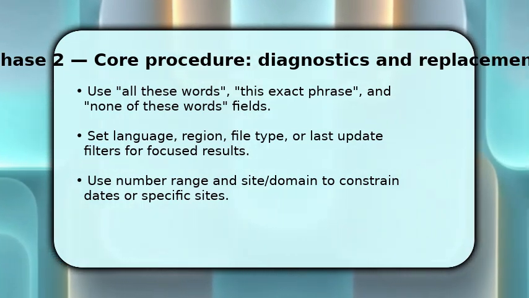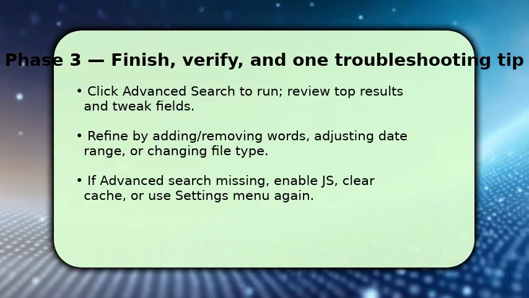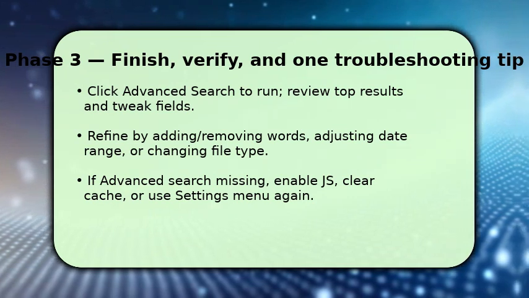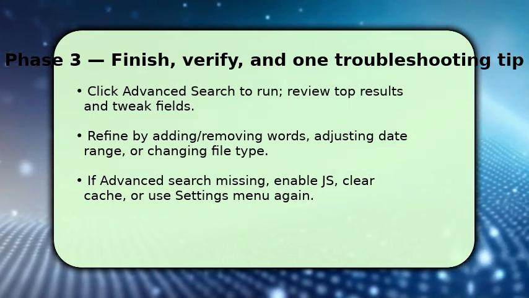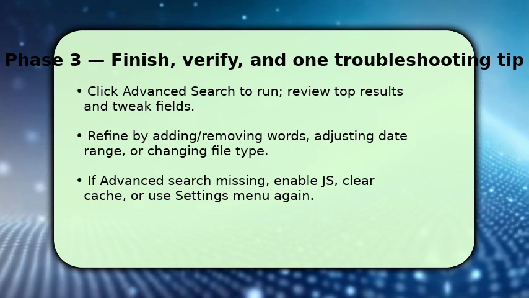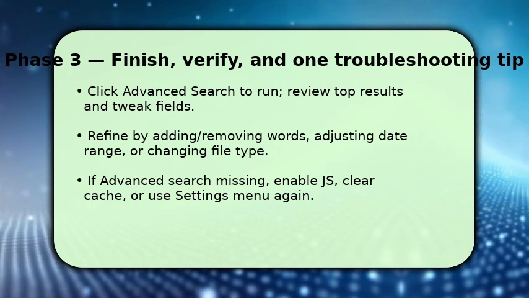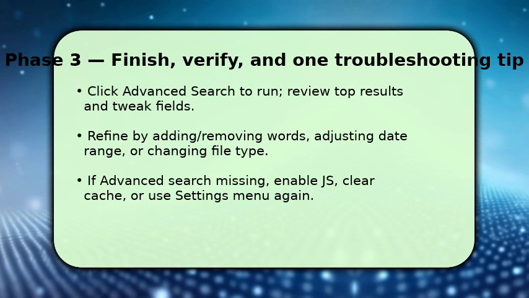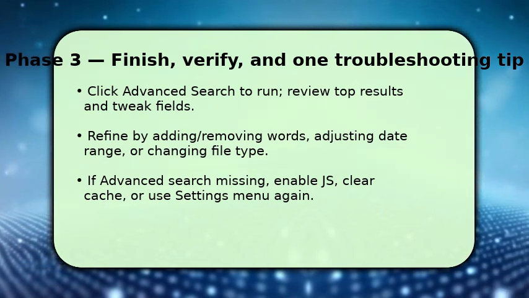After entering filters, click Advanced Search to run it and scan the top results. If they're off target, refine immediately by adjusting exact phrases, removing excluded words, or changing the date range and file type. Once satisfied, bookmark the result page or copy the site filter for repeated use. If advanced search isn't visible, make sure JavaScript is enabled, clear your cache, and reopen settings. That fixes most display issues and restores the option.